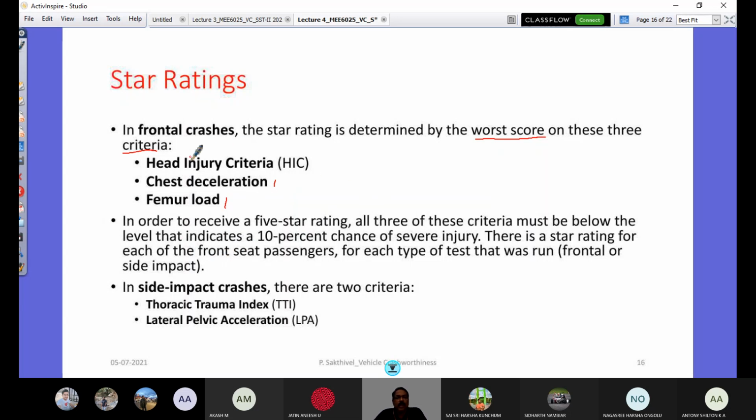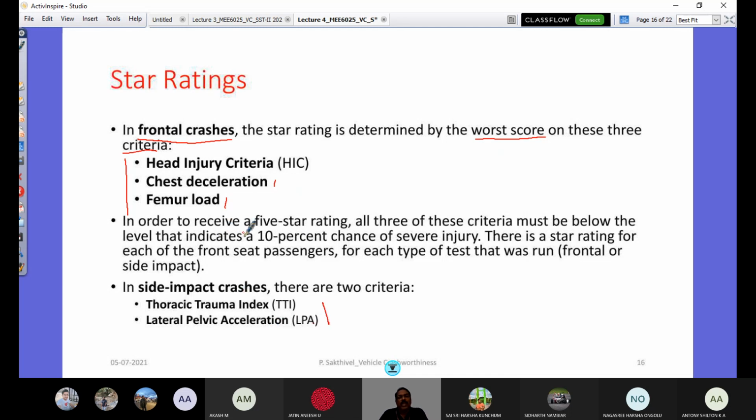See, the statement should be properly analyzed. In frontal crashes, the star rating is determined by the worst score on these three criteria, from best score to worst score. These three criteria are used for the star rating of frontal crashes. That means you have another criterion for side impact crashes. For side impact crashes, there are two criteria: the thoracic trauma index and lateral pelvic acceleration. These are the two indices.